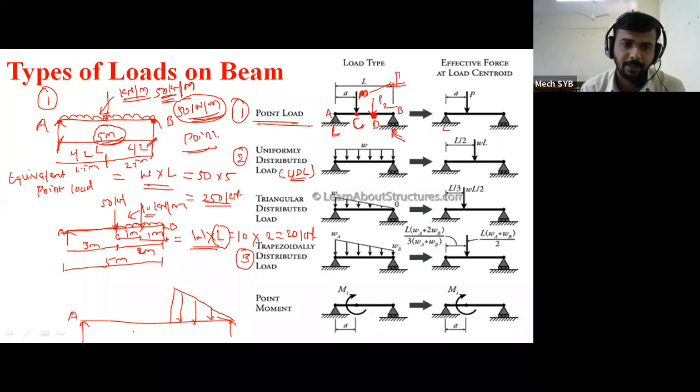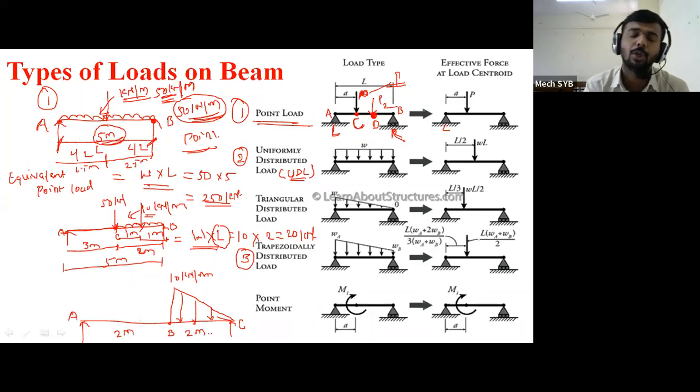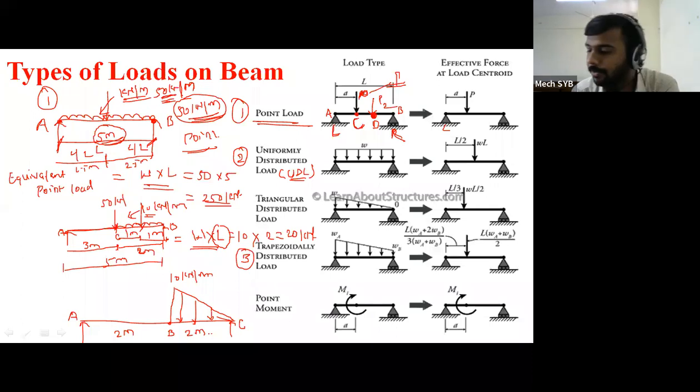This is point A, this is point B, this is point C, and its magnitude is, for example, 10 kilonewton per meter. So AB distance is 2 meters and BC distance is also 2 meters. So what is meant by the uniformly varying load? What is the definition of the uniformly varying load?